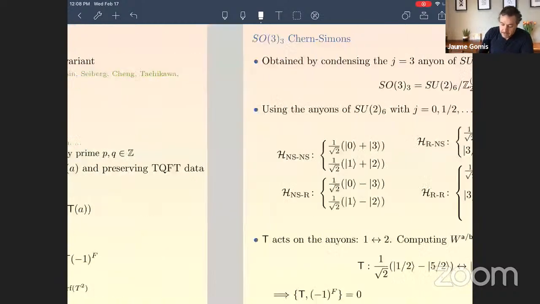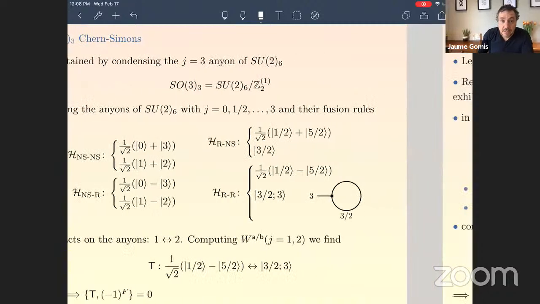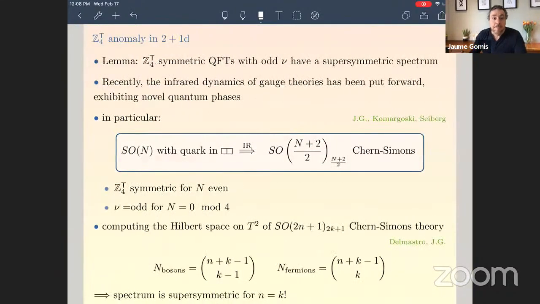Okay. So here, I was going to give a trivial example of SO(3) level 3, but let me not do that. Yeah. So now let me give you a lemma of this; I think it's fun. Now I want to use the fact that for nu odd, if a system has a Z4 symmetry, it can be any gauge theory that preserves Z4 symmetry, and the anomaly is odd, then the theory must have a supersymmetric spectrum.